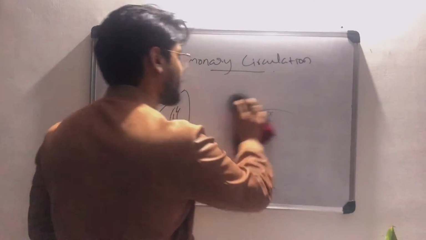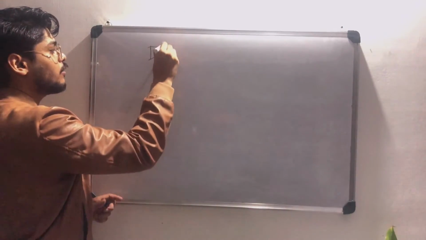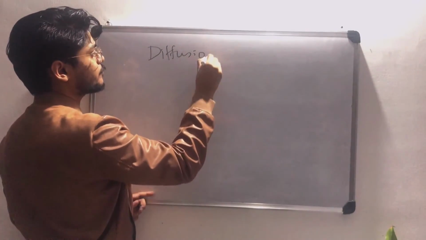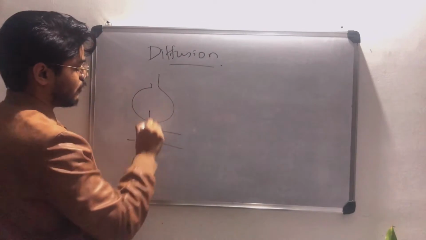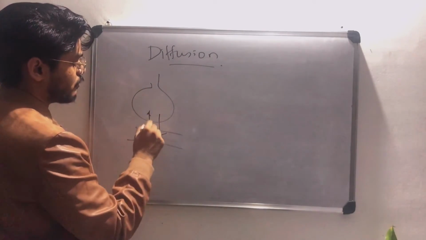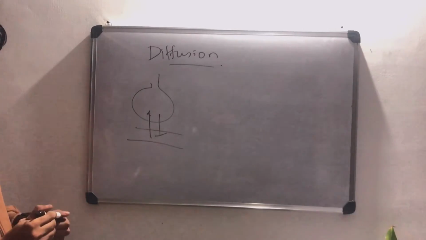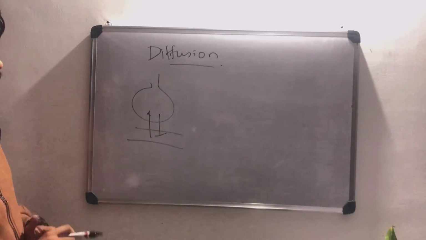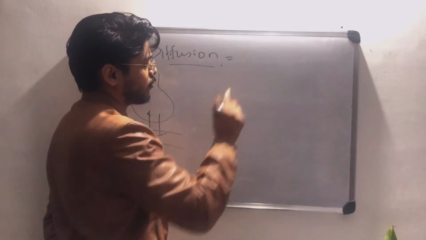Let's check into diffusion. What is diffusion? The gas exchange between alveoli and blood vessel undergo by diffusion, right? So diffusion will be equal to, there is a formula.